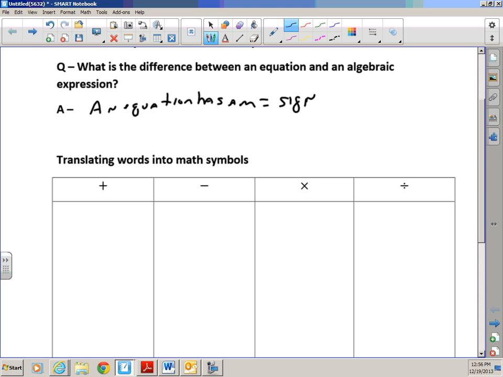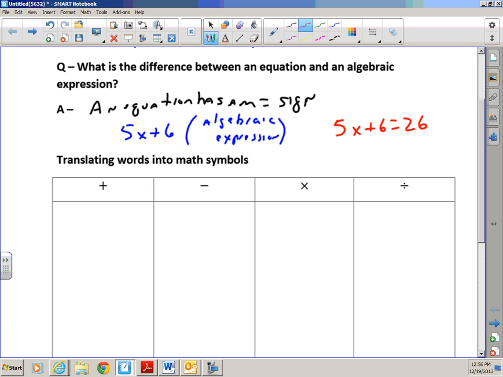Okay? Now, example, 5x plus 6 is an algebraic expression. I can't do anything with this unless I am told what x is equal to, or what value of x I want to use. An equation would take that and now tack on equals something else. And now I can actually figure out what x is equal to.